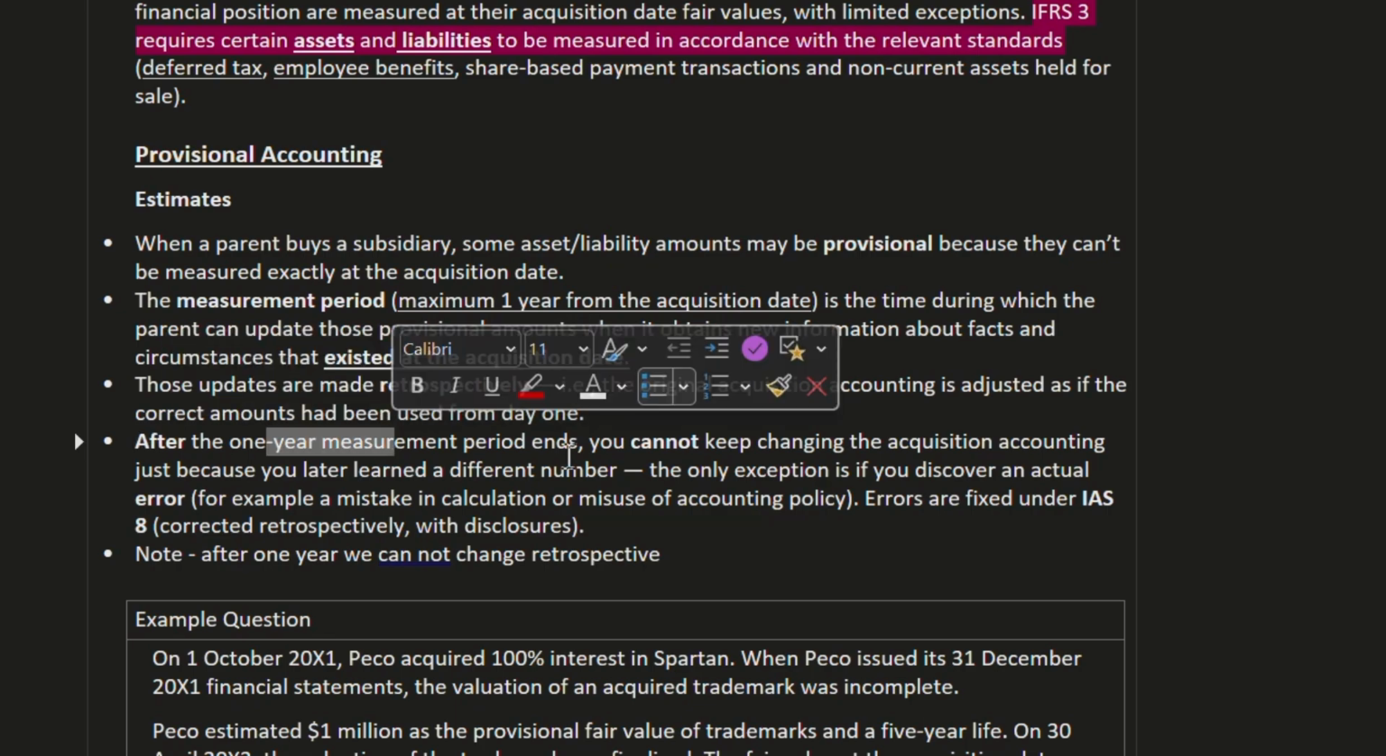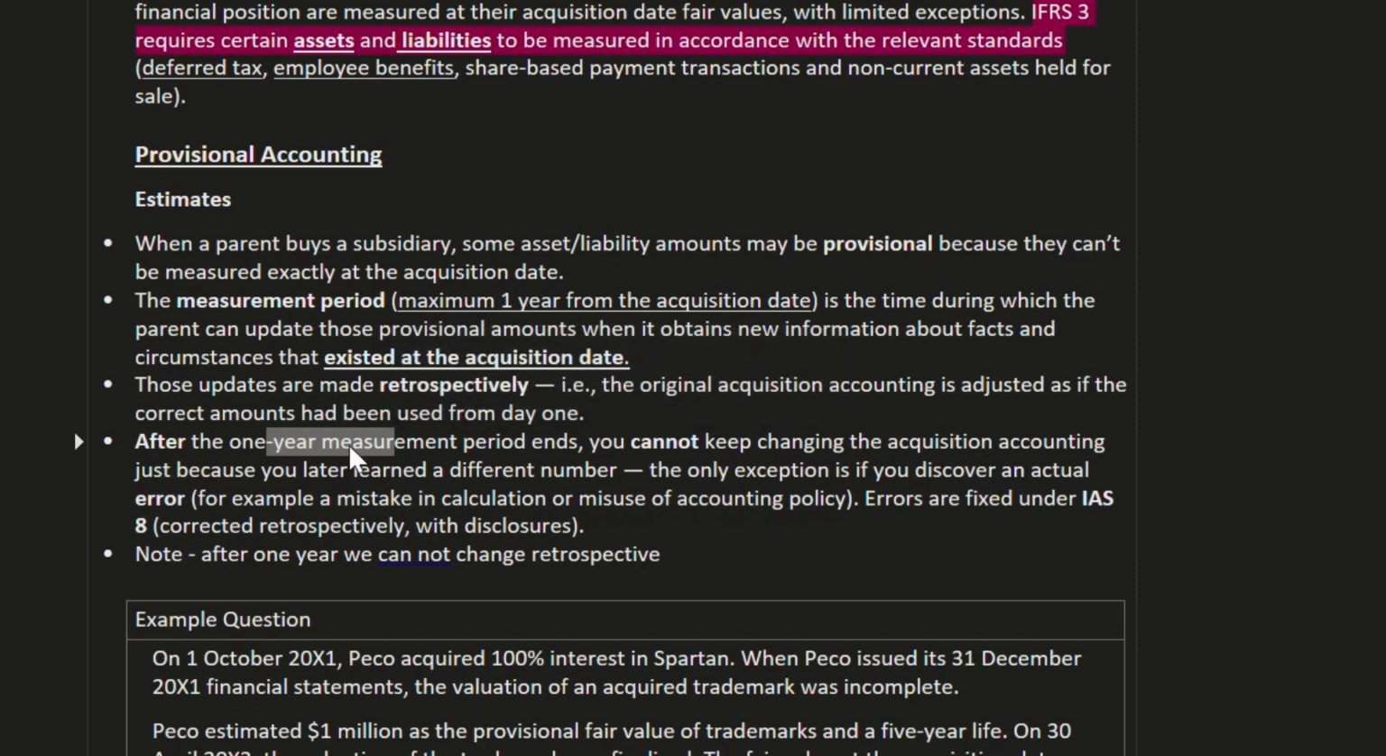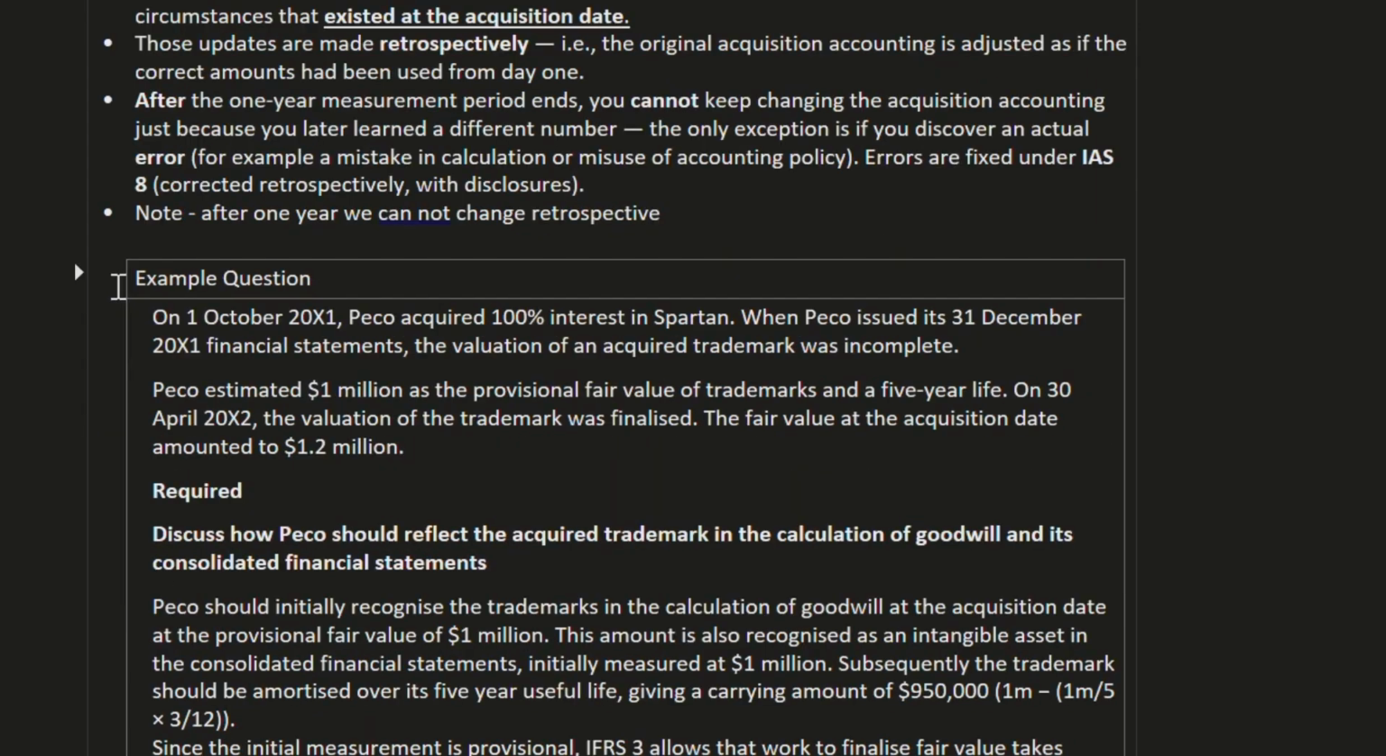After the 1 year measurement period ends, you cannot keep changing the acquisition accounting just because you later learn a different number. The one exception is if you discover an actual error, for example a mistake in calculation or misuse of accounting policy. Errors are fixed under IAS 8, corrected retrospectively with disclosures. Note, after 1 year we cannot change retrospectively.